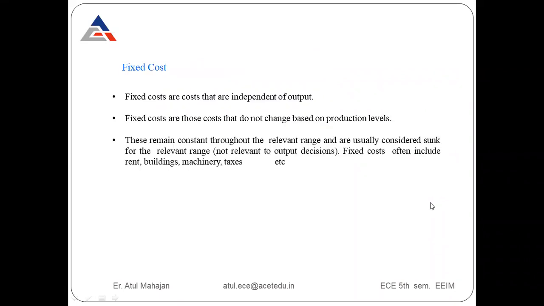Now, what do we mean by fixed cost? Fixed costs are the costs that are independent of output. We have fixed cost and we have variable cost. Fixed cost can be defined as that cost which is independent of the output. I am not depending upon the output that I am going to get out of it. Suppose I am paying the rent of the house, or the electricity bills. So these are the fixed costs.